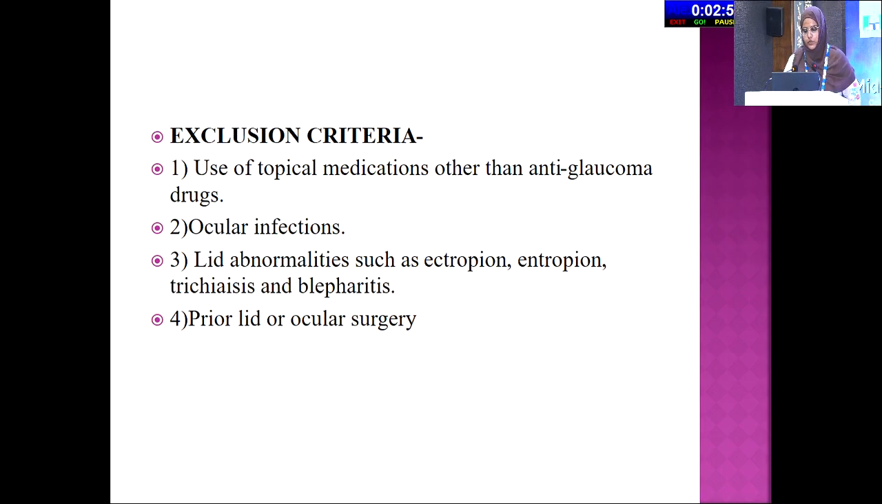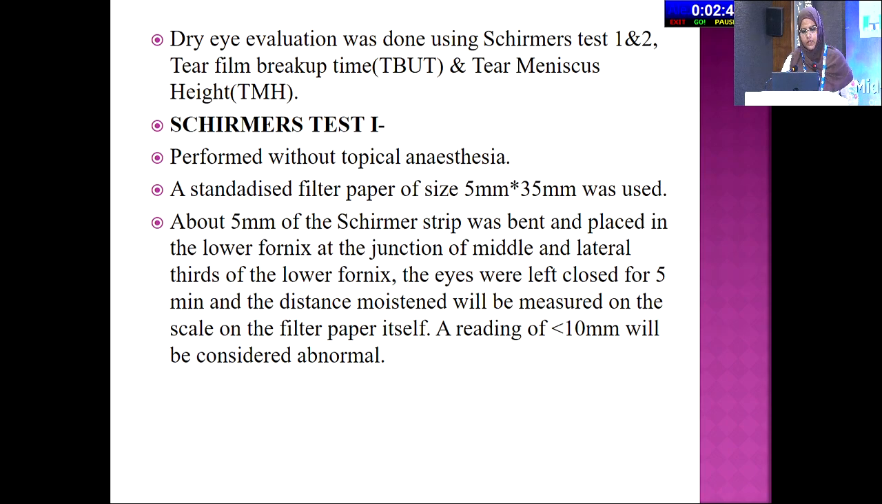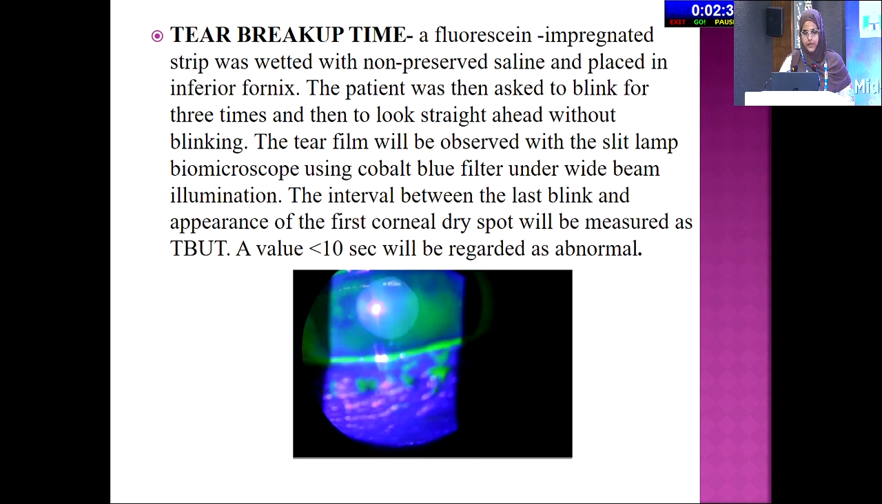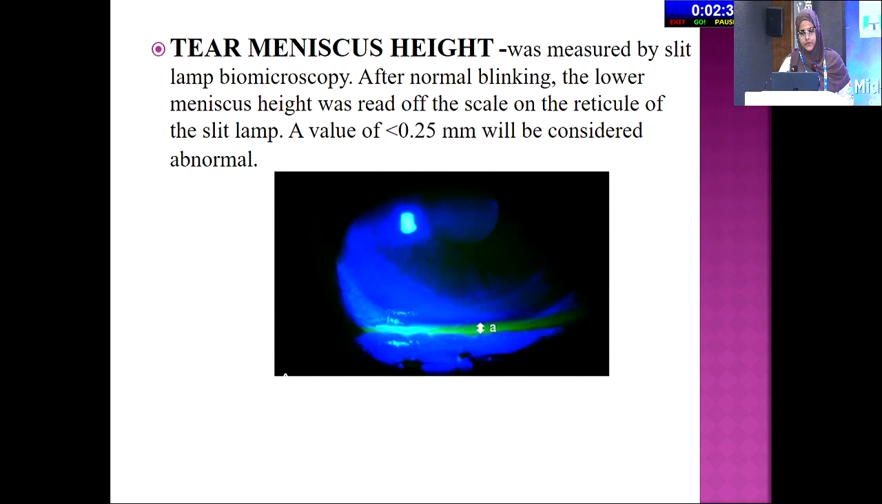Exclusion criteria: use of topical medications other than anti-glaucoma drugs, any ocular infection, lid abnormality such as ectropion, entropion, trichiasis and blepharitis, and prior lid or ocular surgery. Dry eye evaluation was done using Schirmer test 1 and 2, tear film breakup time and tear meniscus height. This is a photograph showing Schirmer test 2, and the tear film breakup time and TMH tests.